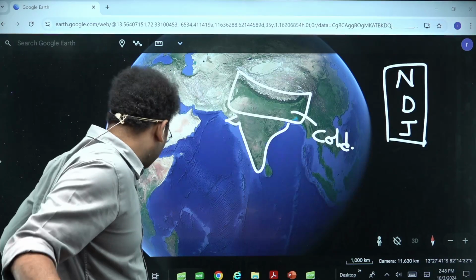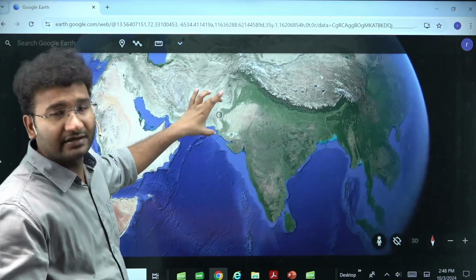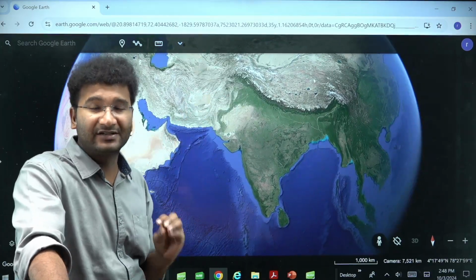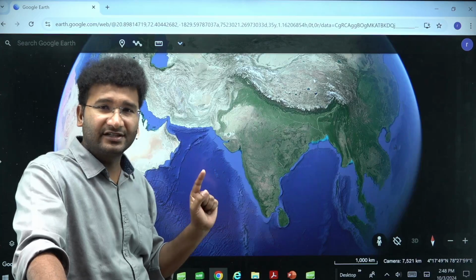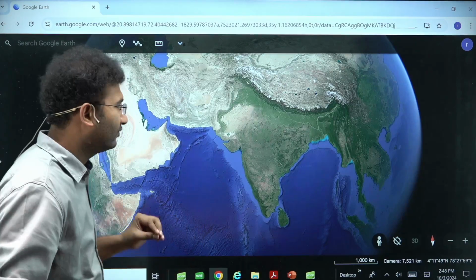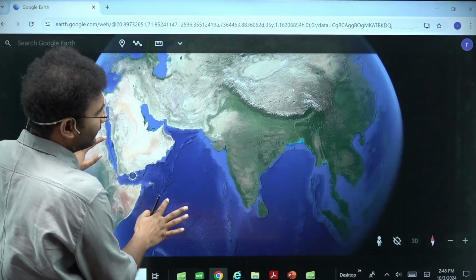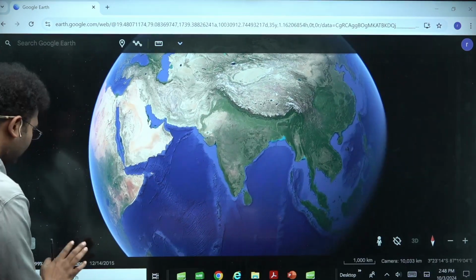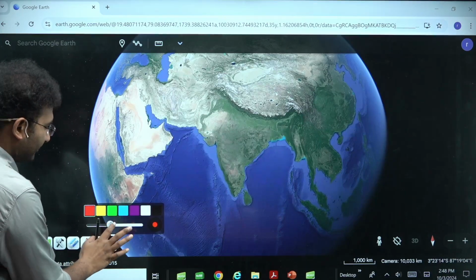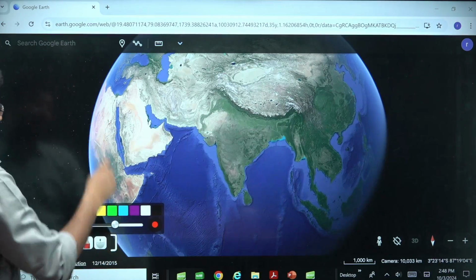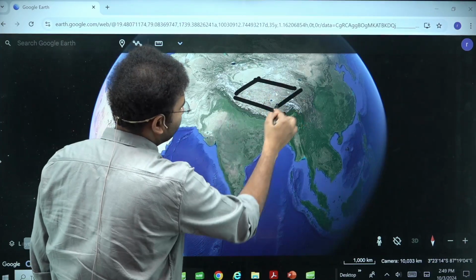To understand this, you also need to understand how our jet streams behave. You have already learned about the jet streams in climatology. There is a jet stream during the times of winter. What happens is that our jet streams behave differently. Look here. Number one, the jet stream is going to behave differently. This is your Tibetan plateau. Imagine this is your Tibetan plateau.